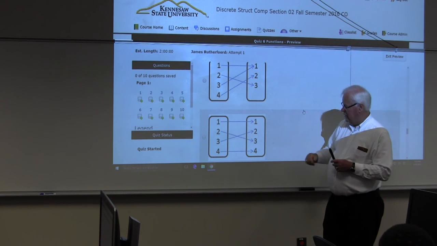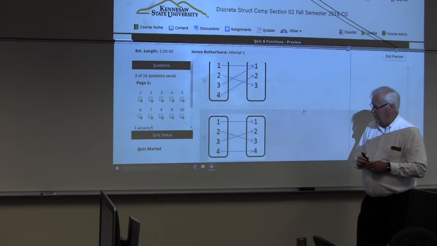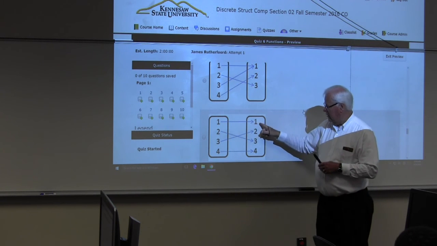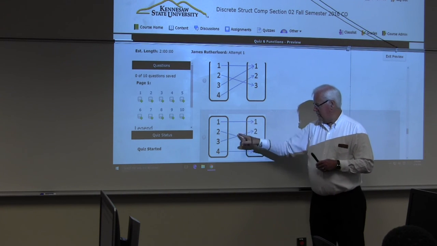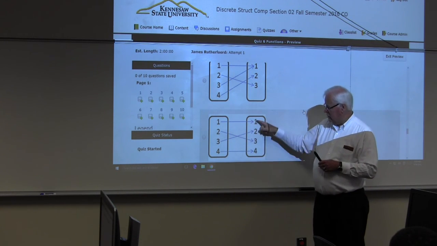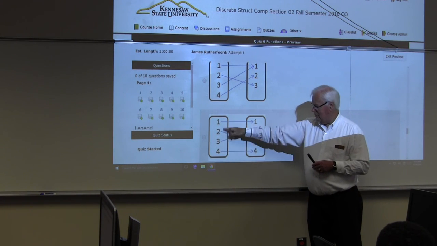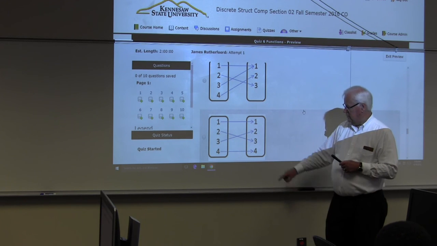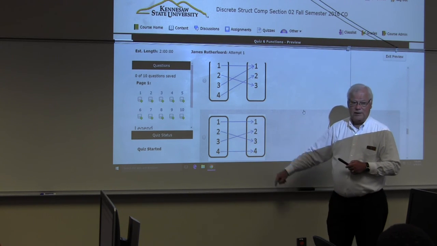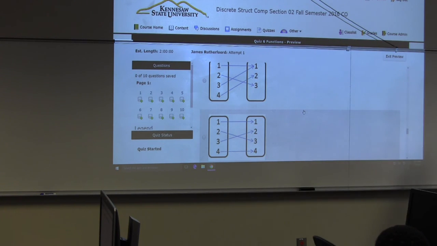Is this one a one-to-one correspondence? Yes, it is. Notice that 1 goes to 1, 2 goes to 3, 3 goes to 2, 4 goes to 4. There's only 1 arrow coming in, and there's only 1 arrow going out, and all of them are covered. And so this is onto as well. So therefore, that would be a one-to-one correspondence. But let's go see the others.